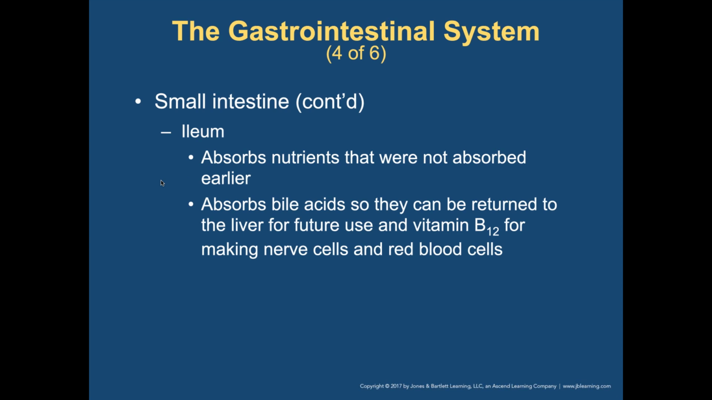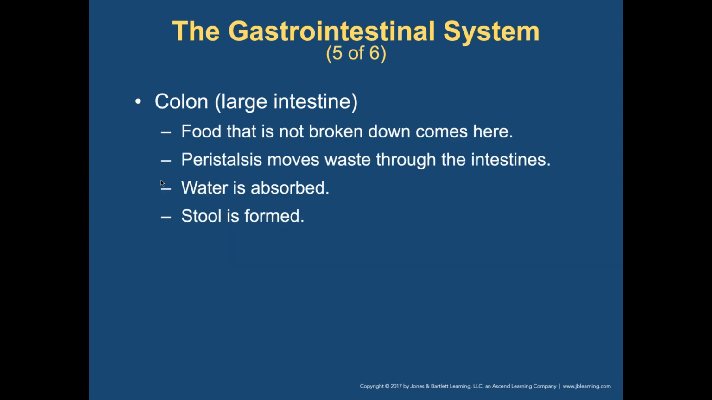This absorbs whatever nutrients weren't absorbed earlier, so it pretty much just picks up the last of the bottom of the barrel. And this is where your bile acids are absorbed so that they can be returned to the liver for future use, and the vitamin B12 for making nerve cells and red blood cells, because those typically last the longest. They're the hardest to pick up. It takes about that length of intestine to get them broken down enough that they can be absorbed.